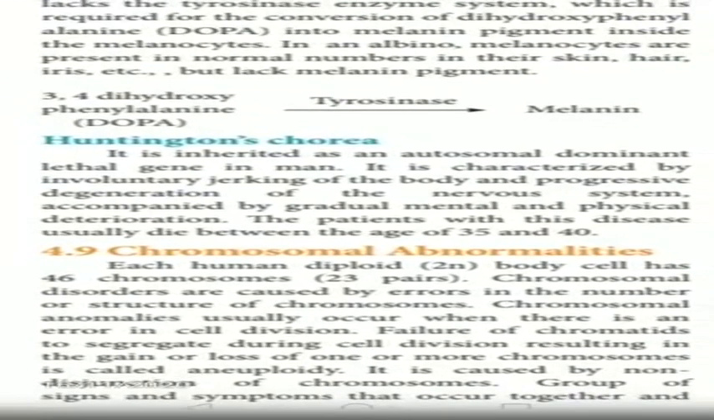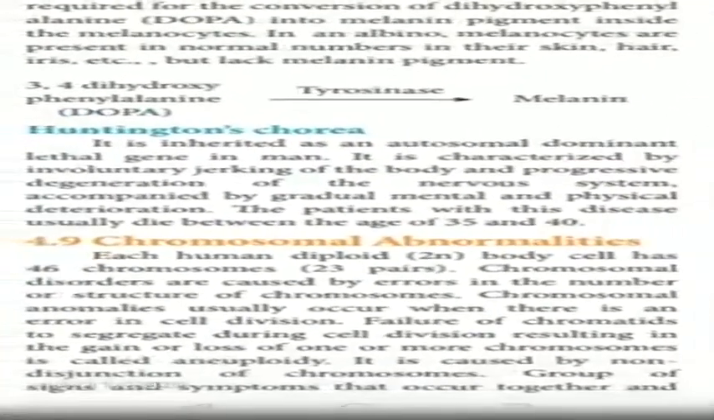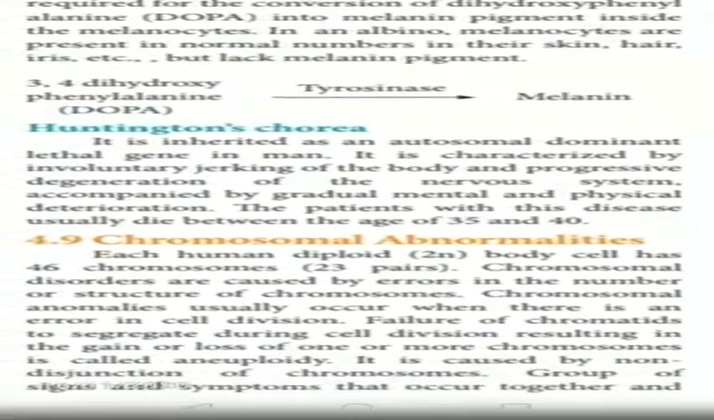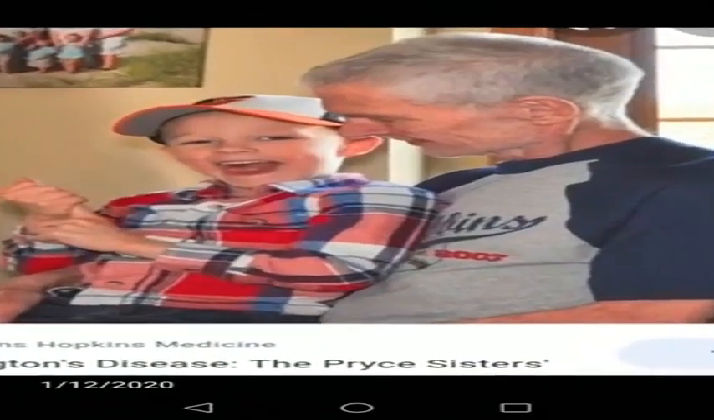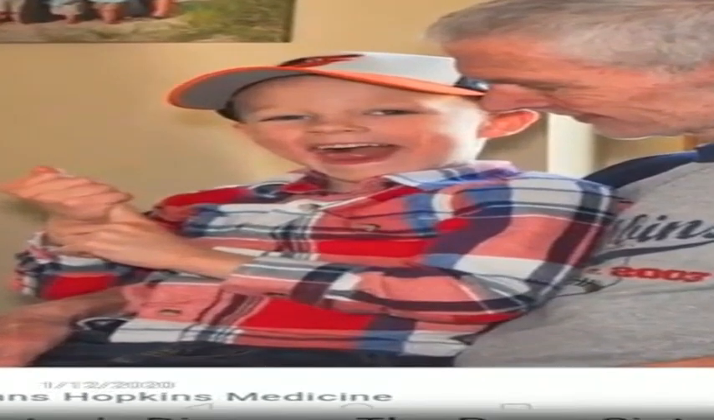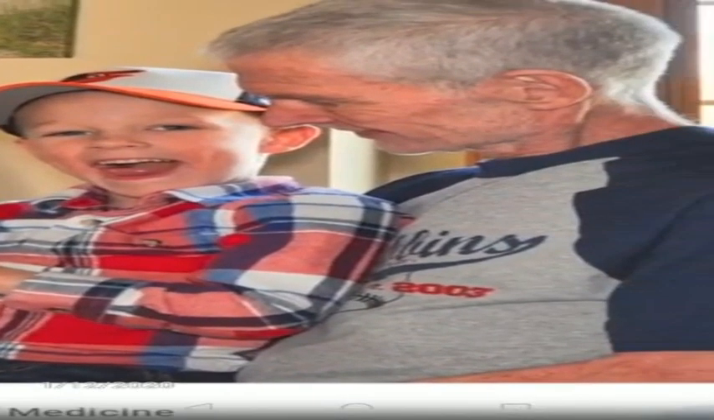The patients with this disease usually die between the age of 35 to 40 years. They'll ask you, Huntington chorea patients may die at the age of dash. They'll give you four options, so just underline this one and be aware of this. I'll show you Huntington chorea. These are the patients, the child as well as this man, infected by Huntington chorea.